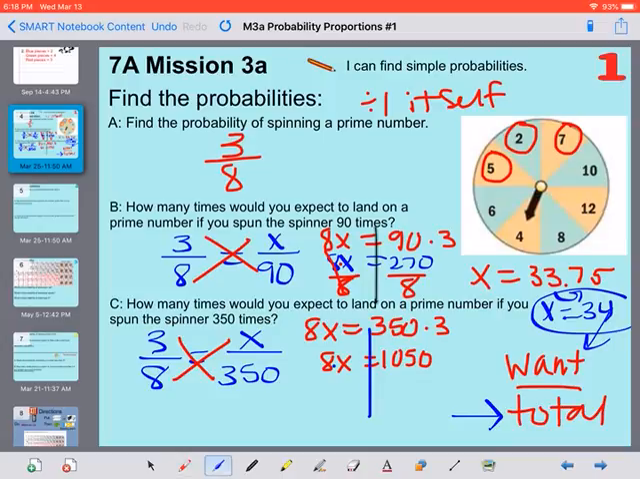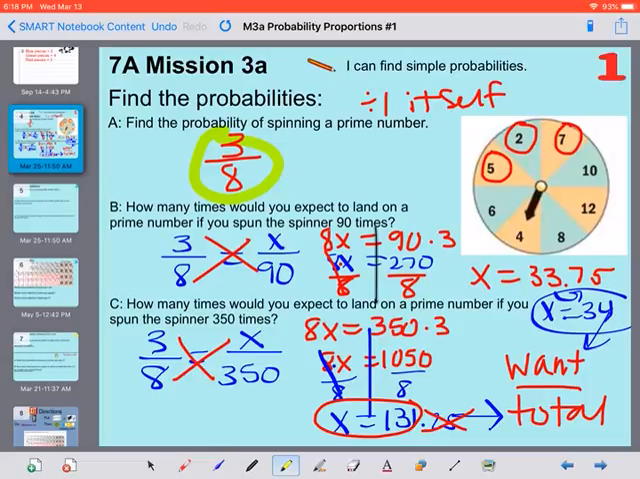And solving this, the opposite of multiplying by 8 is dividing by 8. So 1050 divided by 8 is 131.25. Now we can't spin the spinner 0.25 of a time, and that's less than 0.5, so we round down, or just leave it as 131 times. So we're taking our probability and using it to find other experiments, basically. If we're going to do this experiment in a perfect world, how many times should we land on a prime number?